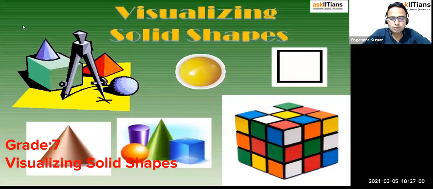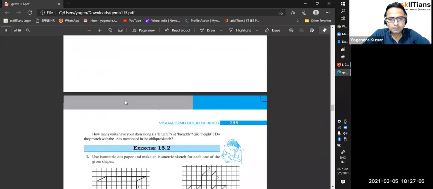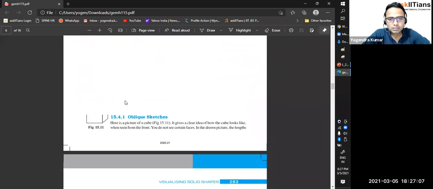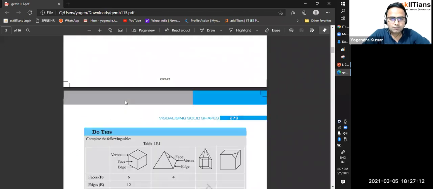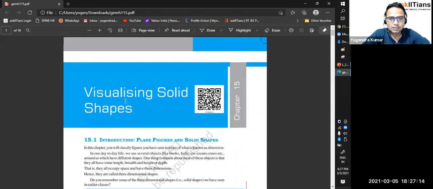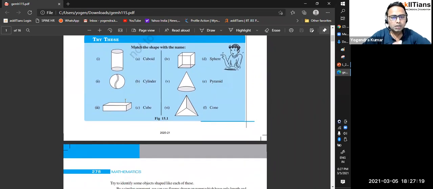We have discussed quite a few things last class as well. From your books, I took you through the things we need to look at and the topics we need to cover. If I revise the last class, the chapter name is Visualizing Solid Shapes. We need to look at the different shapes we see in our daily life, the different solid objects. We need to understand them, see their front view, top view and side views, and put them on paper.